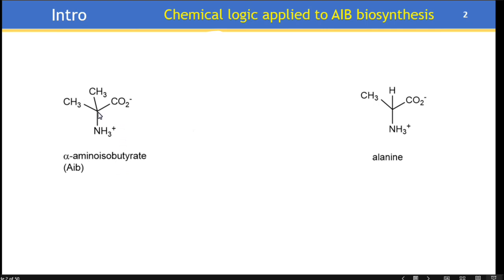Aminoisobutyrate is derived from isobutyric acid. That's this part here, and the amino group attached to the alpha carbon. It's related to alanine, which has a hydrogen on the alpha carbon. And an organic chemist looking at this would think that the synthesis of this from an organic chemist point of view would be fairly straightforward. However, the biosynthetic route is not known and is not published as far as I know.